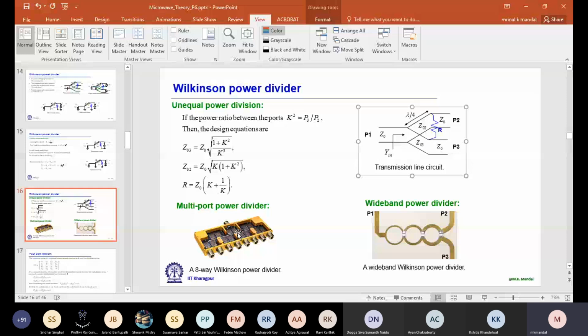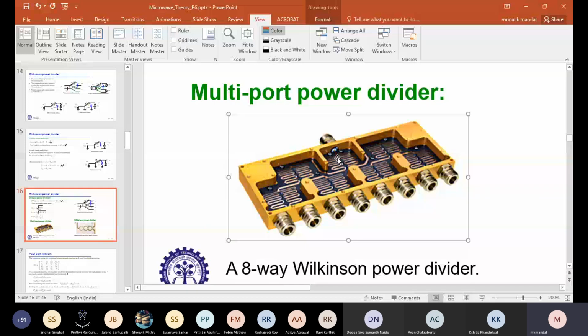So how they did packaging, you can check. Anyway, so the input, now we have these two arms. They used meandered line for miniaturization. So this lambda by 4 impedance transformer, this is the second one, and we have now two outputs. These outputs are fed to two more Wilkinson power dividers, and again from the second one it goes to another two. And nicely they fitted everything in a very small compact volume.